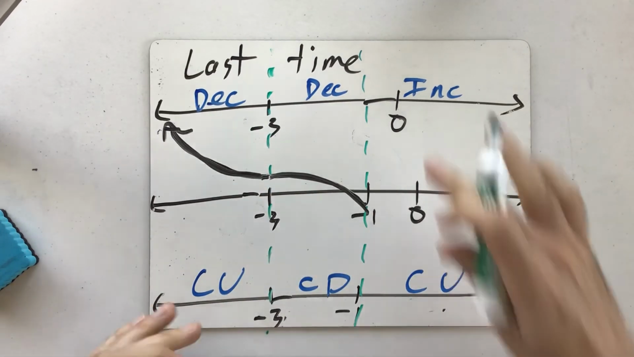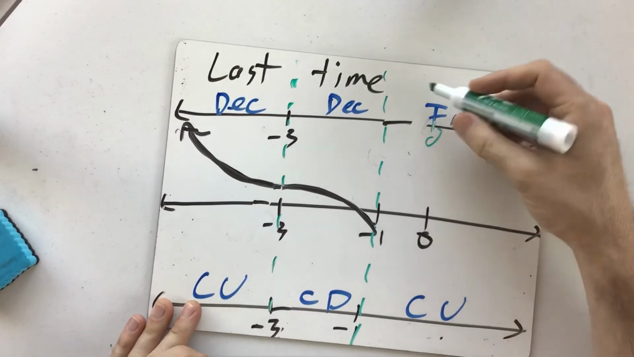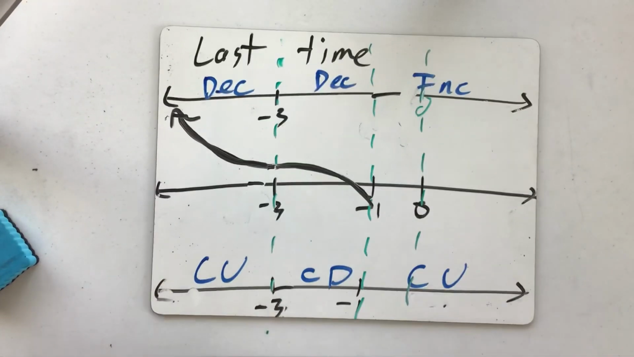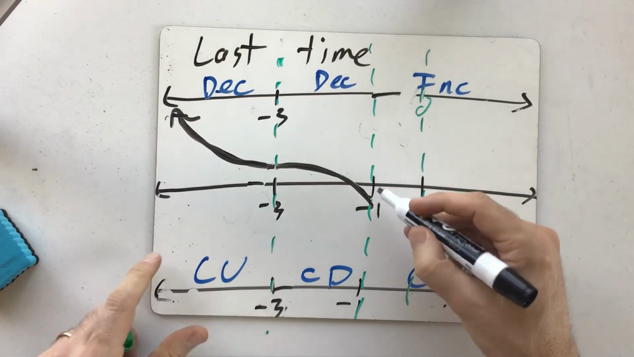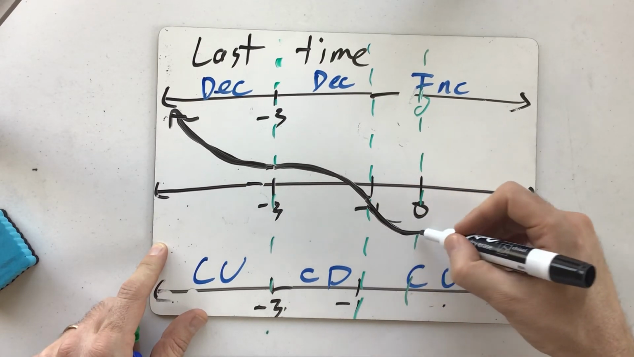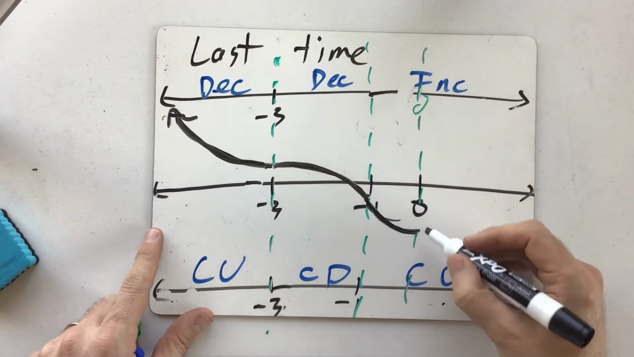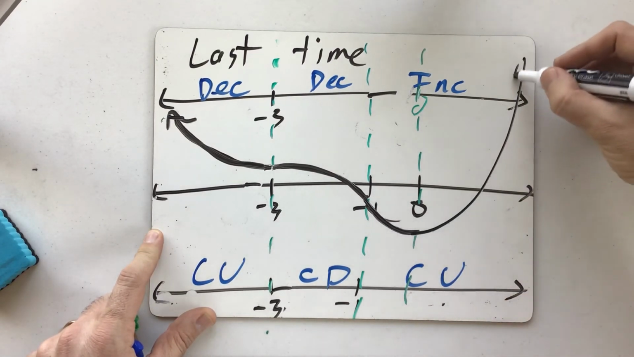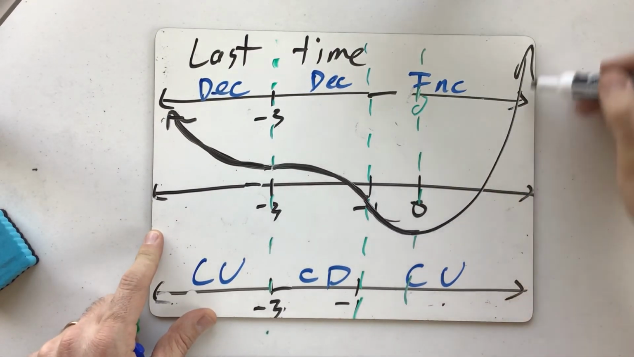Now finally, between -3 and 0, what happens is it continues decreasing, but it switches back to concave up. So it switches back to this concave up shape, and then what happens at 0? At 0, it now increases and is concave up.